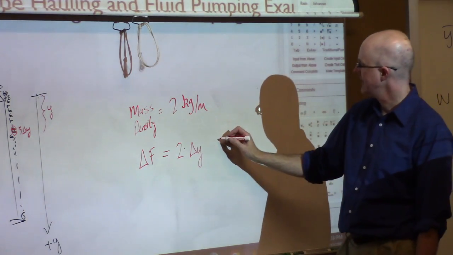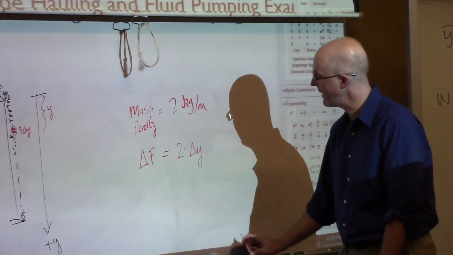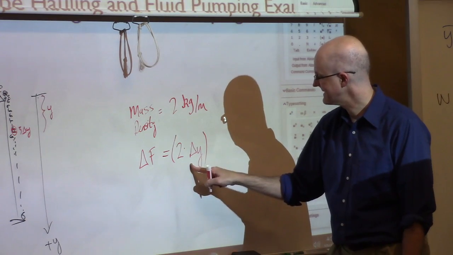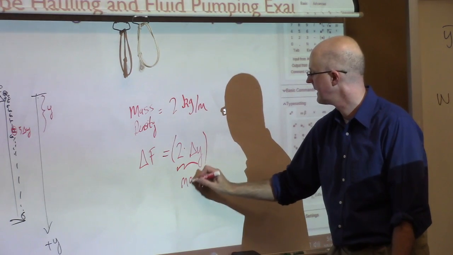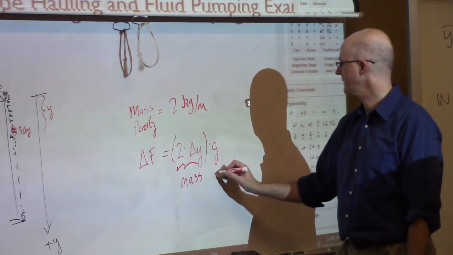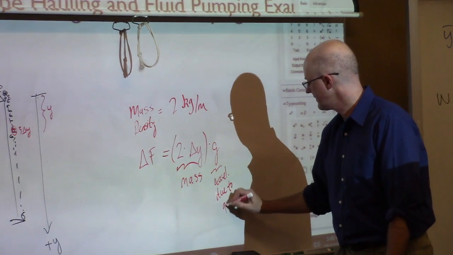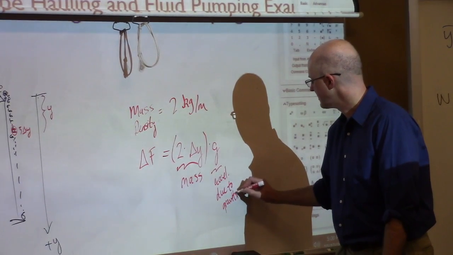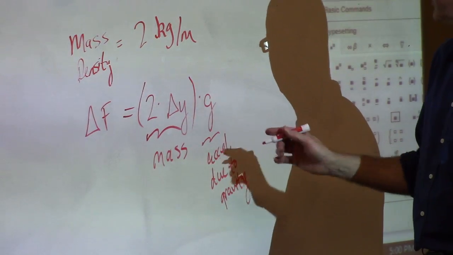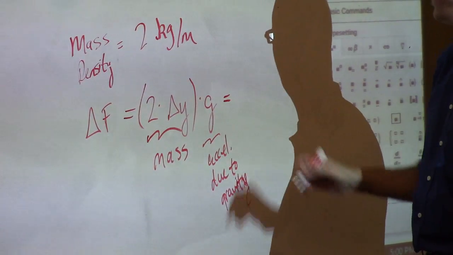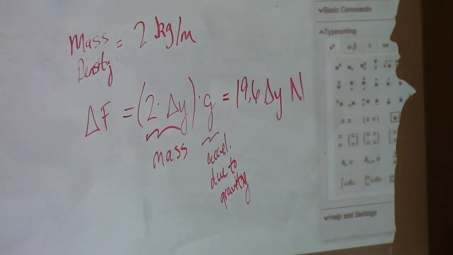Oops, I forgot my acceleration due to gravity. That's going to be the mass of the chunk times g, the acceleration due to gravity, 9.8 meters per second squared. Giving you the product will give you the force in newtons, which if you plug in 9.8 there is going to be 19.6 delta y newtons. That is the weight of the small chunk.